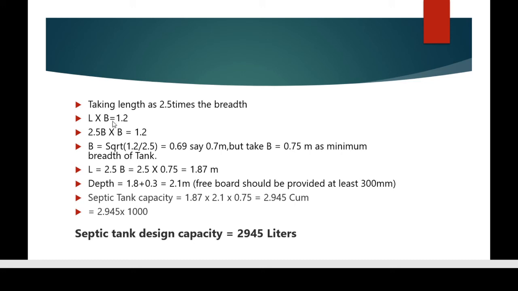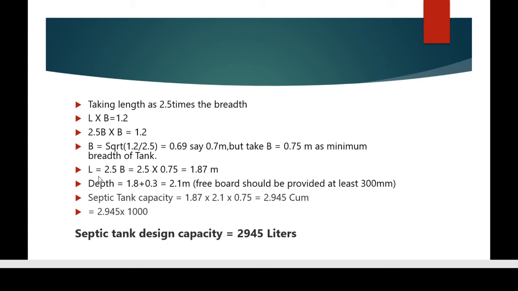So we consider length equal to 2.5 times b. By solving this equation, we will get breadth is equal to square root of 1.2 divided by 2.5. So we will get 0.6, and say we will consider it as 0.7 meter. But take b equal to 0.75 meter as a minimum breadth of the tank. The length equal to 2.5 times b, so with b equal to 0.75 we get 1.87 meter.